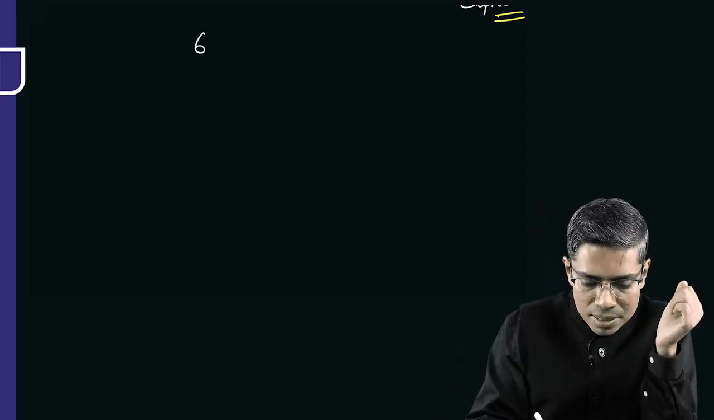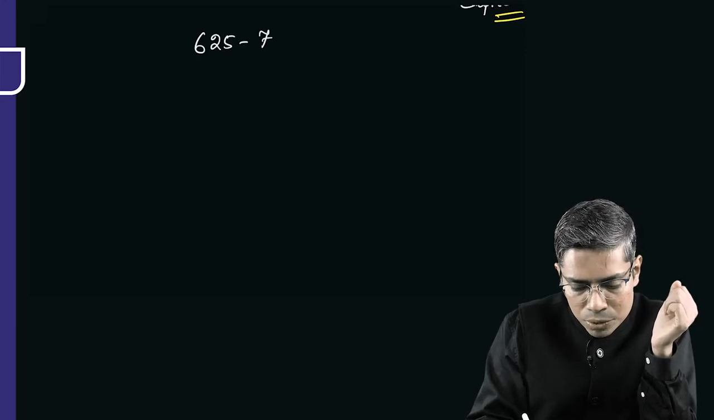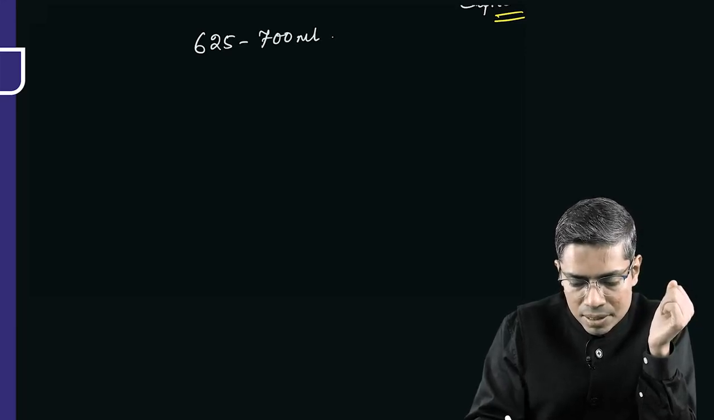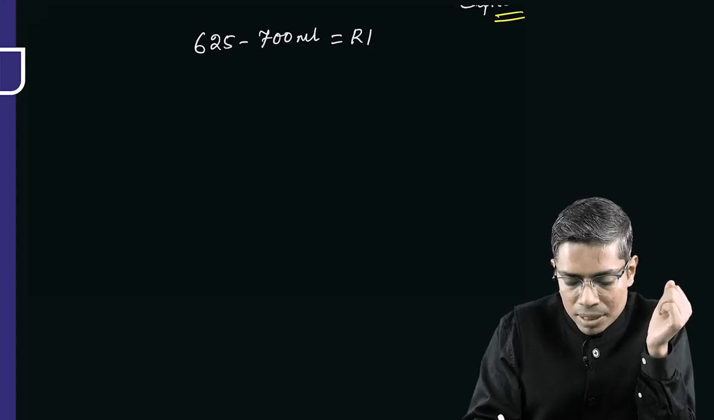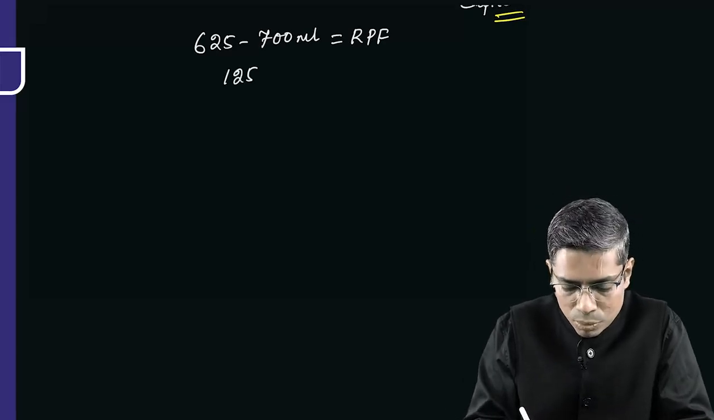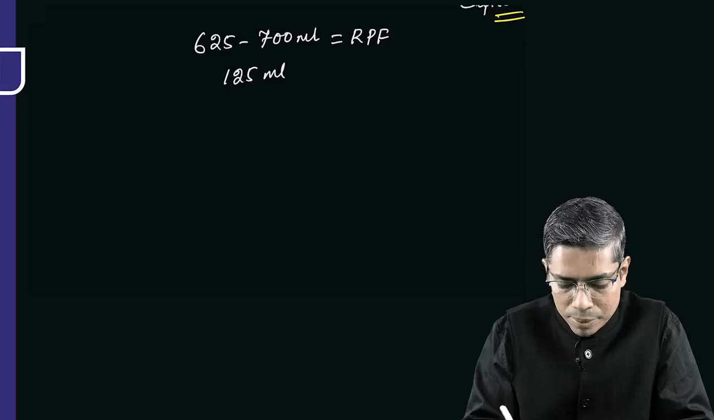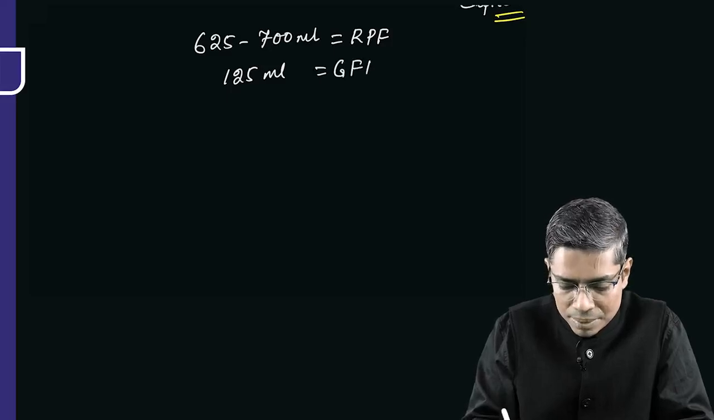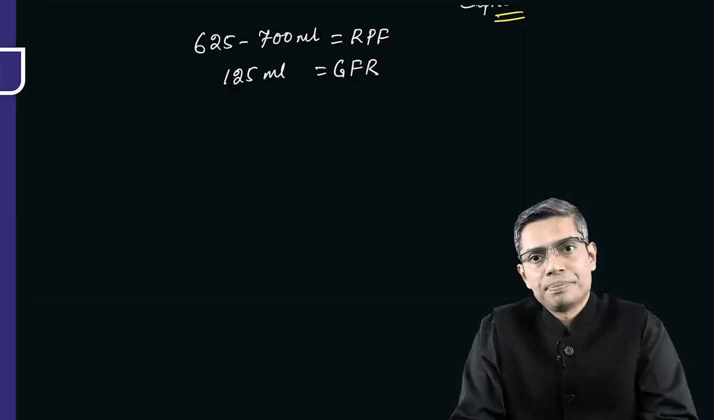Now, think of certain normal values. I told you already that the total volume of plasma which is flowing in the glomerular capillary in 1 minute is 625 to 700 ml. What is this? This is nothing but the normal renal plasma flow, RPF. And what is the normal GFR? That is 125 ml per minute. Both values are for 1 minute only.